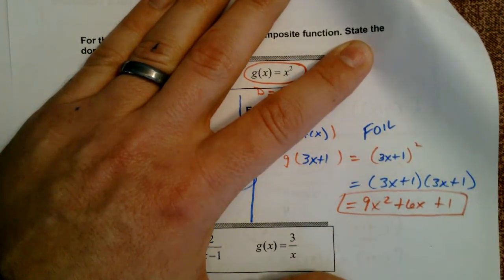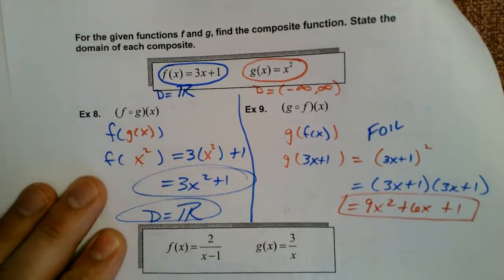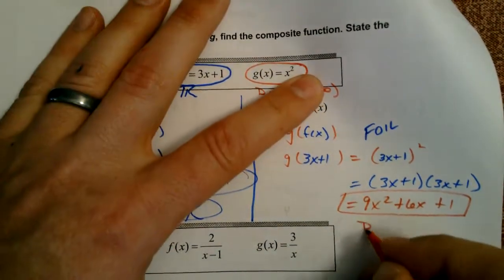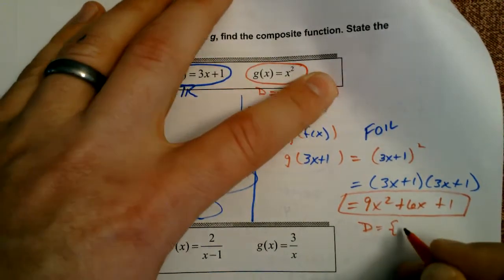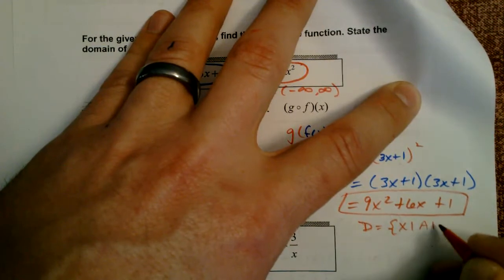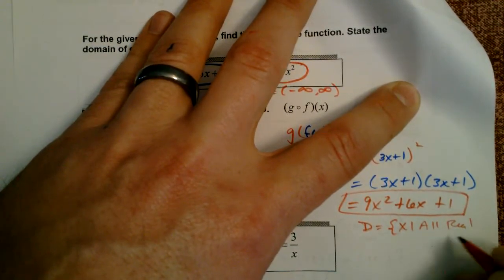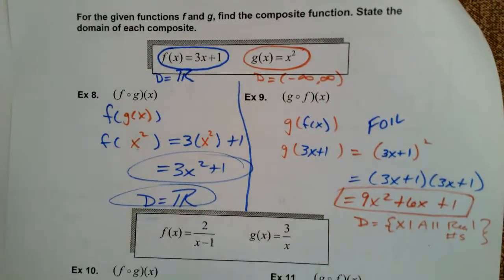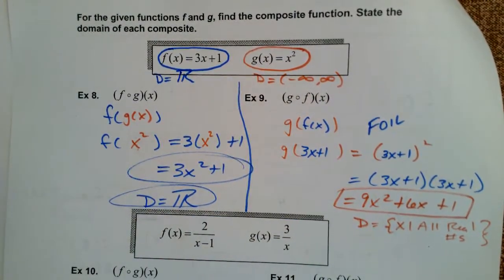Look at that. Again, we got a nice quadratic here. There is no denominator, no square root, no restrictions in the domain. So your domain is all real numbers. If you want to write it out, all reals, you can do that. You can do negative infinity to infinity. You can do whatever you want.